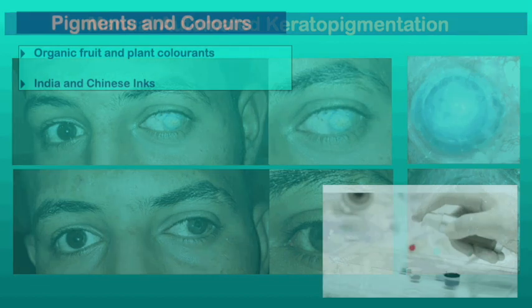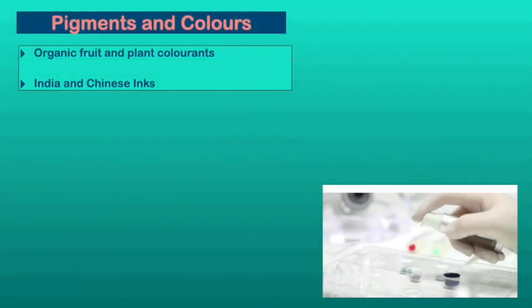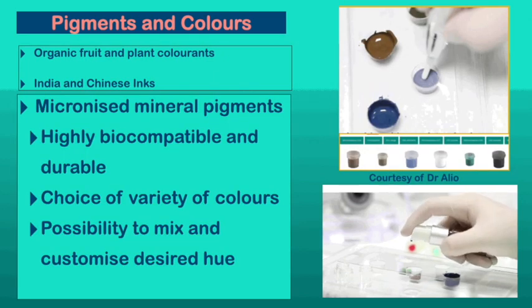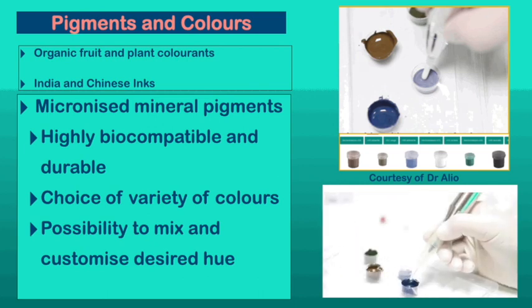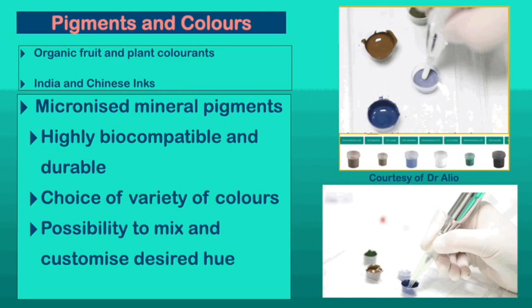Different pigments and dyes have been used for keratopigmentation, such as organic fruit and plant colorants, India and Chinese inks. But we prefer and use micronized mineral pigments, because they are more biocompatible and durable. They come in different colors and give us the possibility to mix and customize the desired hue.